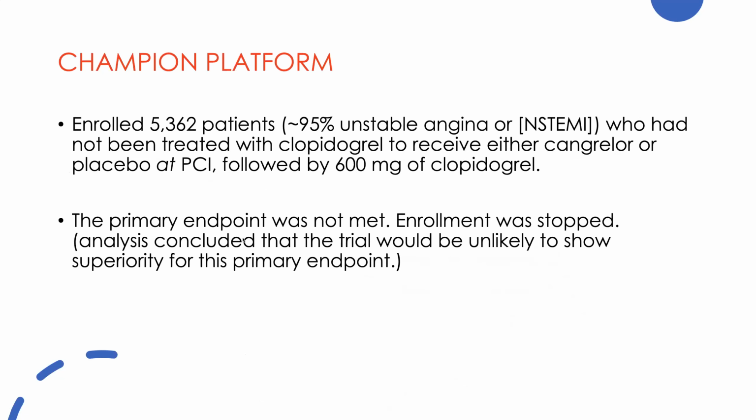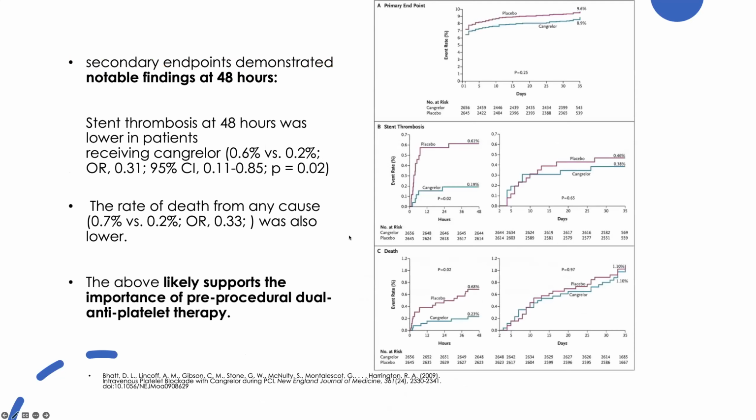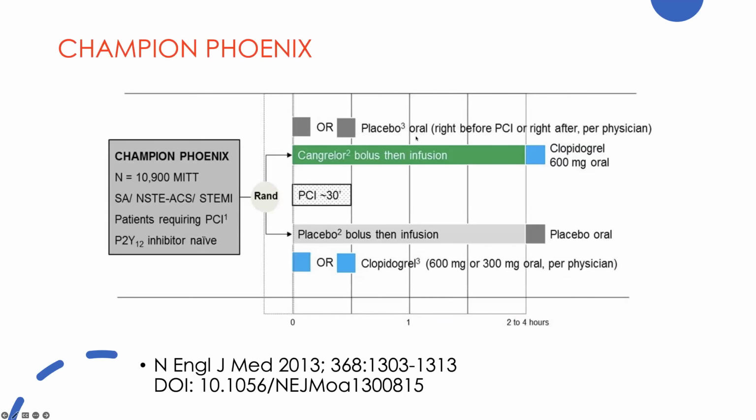Then you have Champion Platform, where the primary endpoint was not met and enrollment was stopped, but they noticed some lower risk of stent thrombosis with the use of the P2Y12 agent. Okay, and then comes the last one, Champion Phoenix, which showed there is a benefit.